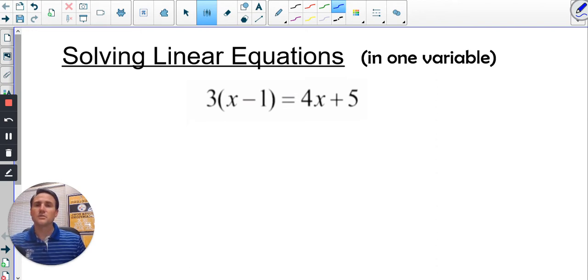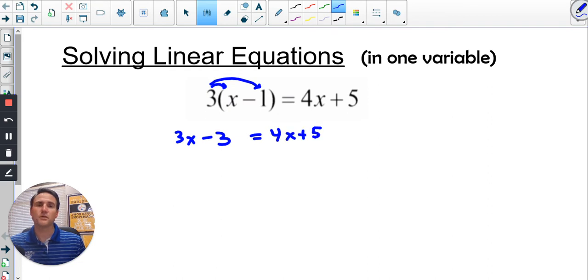Okay, so in this equation we have 3 times (x minus 1) equals 4x plus 5. So this parentheses means 3 is times both of those, and so we can go ahead and multiply this through the parentheses, kind of distributing that 3 throughout. That would be my first instinct here. So 3x minus 3, and that would be equal to 4x plus 5, sorry.